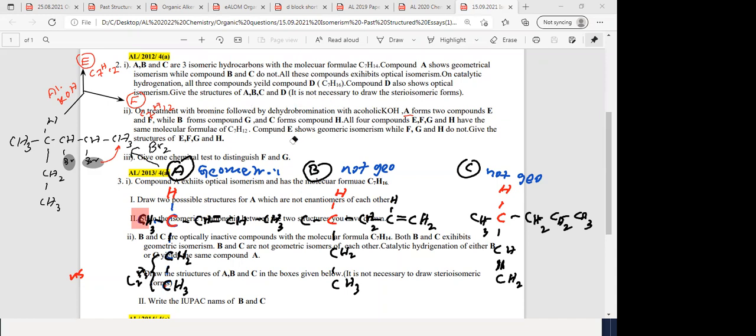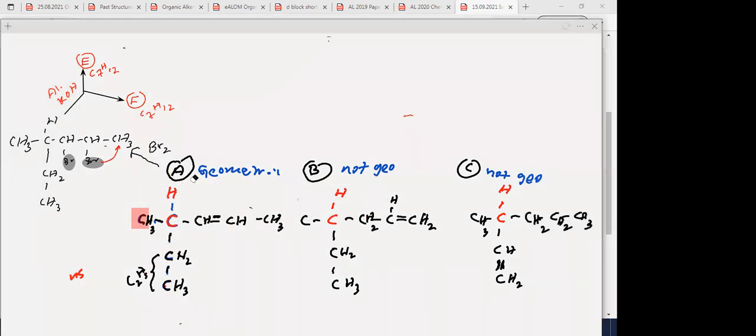Okay, then again, okay, let's see now. Can you guess what would be the two structures for E and F? From A you get E and F.